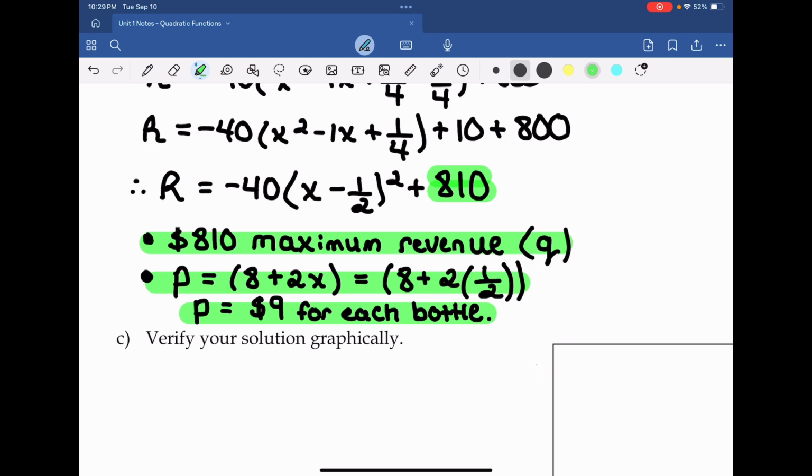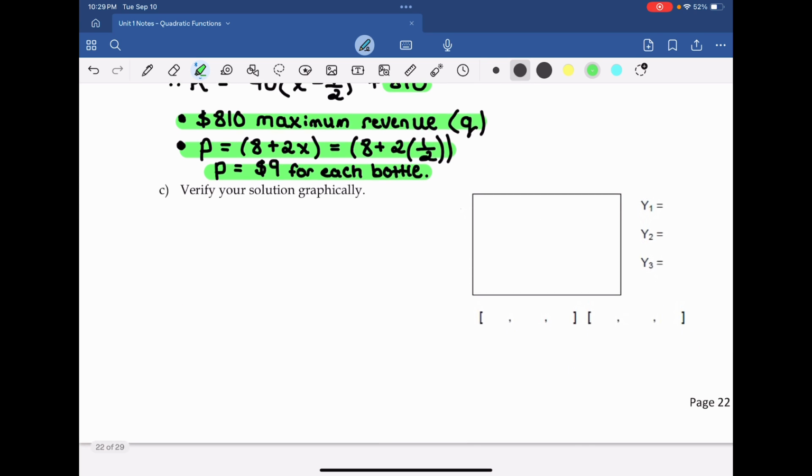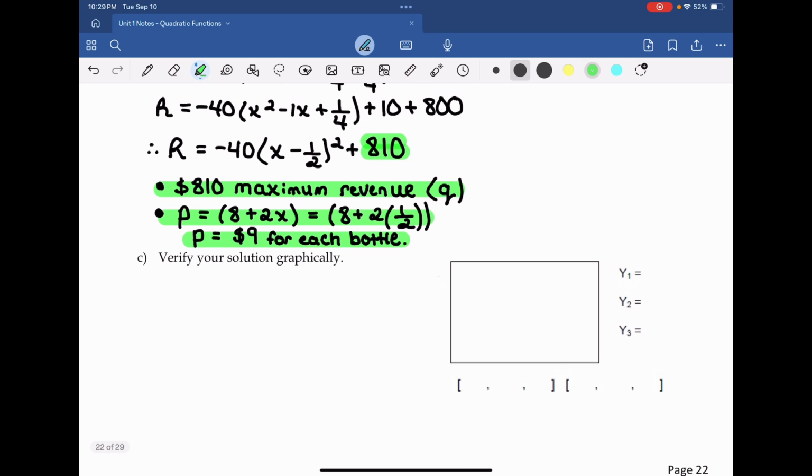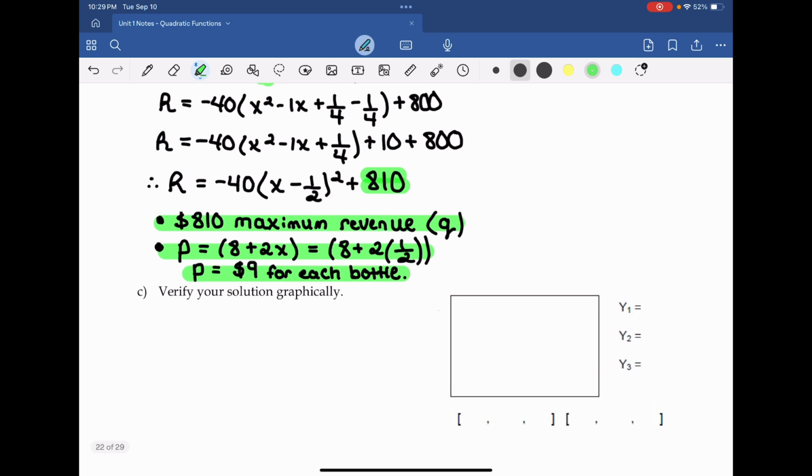Now, verify your solution graphically. Honestly, we can do this in class. We can do this together. If you have questions about this in tutorial, essentially what you would do is enter this function and then we can generate the appropriate graph for this.